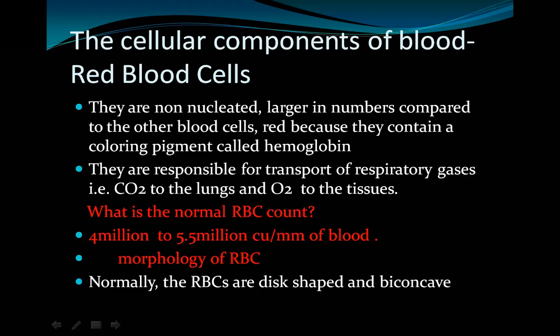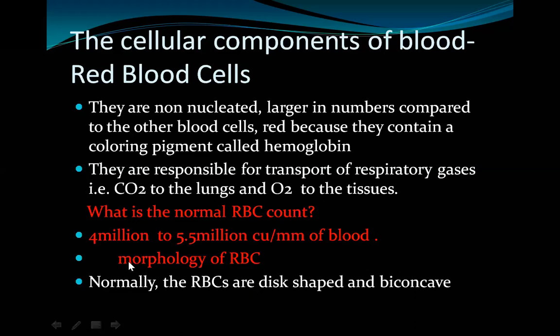They are responsible for transport of respiratory gases, like carbon dioxide through the lungs, using hemoglobin, and oxygen to the tissue, also using hemoglobin. We'll look at the mechanism. So what is the normal red blood cell count? The normal red blood cell count is 4 million to 5.5 million per cubic millimeter of blood.